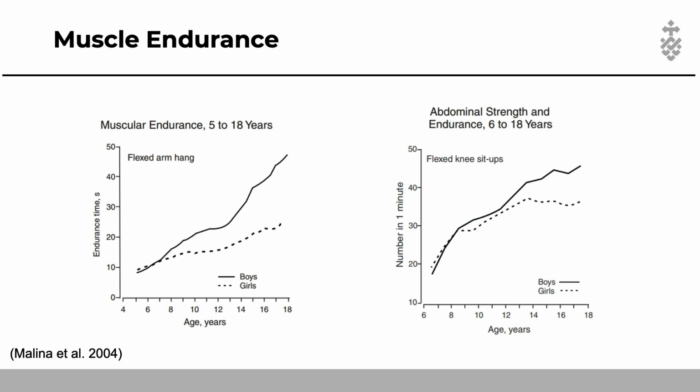Now, the number of sit-ups performed in 1 minute is the next figure on the right-hand side, and this is also a measure of abdominal strength and endurance. So we see again, abdominal endurance improves with age. Sex differences are very small in abdominal endurance during childhood, and then those sex differences become established in adolescence when, of course, boys have their testosterone boost.